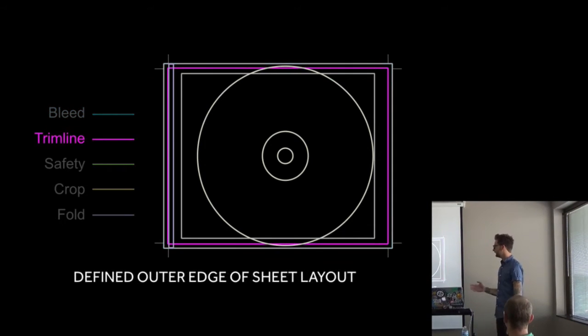The trim line is where the sheet or the piece of paper is actually being cut in the printing process. So after the design's there, it cuts around it, and hopefully you went across this line so you don't have any white space or your design doesn't look broken.